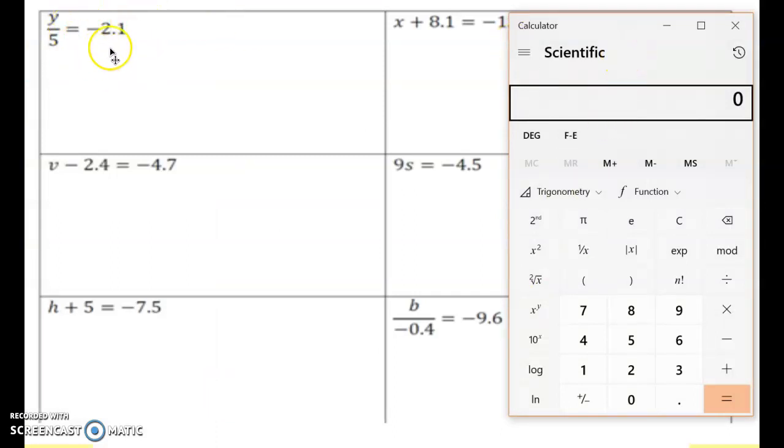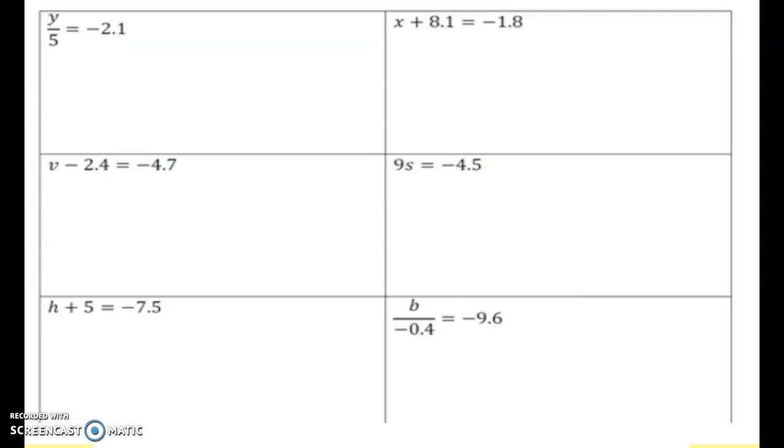All right, so taking a look at this first example in the top left, we have y divided by 5 equals negative 2.1. So in your mind, you want to think about, okay, where is the side with my variable and what is the operation acting on the variable? In this case, we have y divided by 5. So the opposite of division would be to multiply. So we're going to multiply by 5 on both sides.